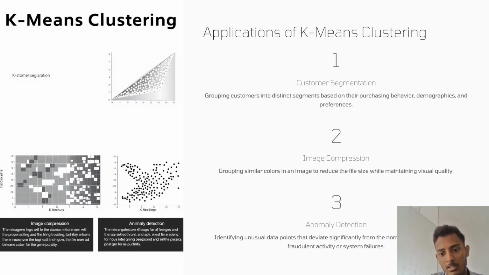Applications of K-means clustering. Customer segmentation. Grouping the customers into distinct segments based on their purchasing behavior, demographics, and preferences. Image compression. Grouping similar colors in an image to reduce the file size while maintaining the visual quality. Anomaly detection. Identifying unusual data points that deviate significantly from normal, such as fraudulent activity or system failures. These are the applications of k-means clustering.